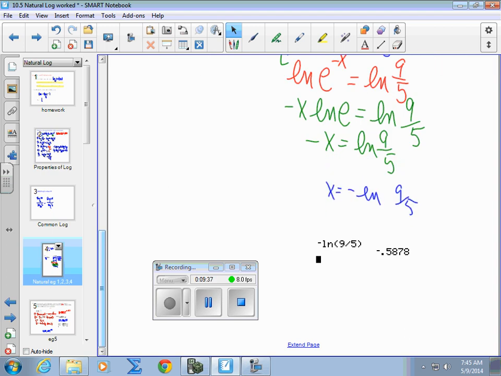So we put that in our calculator, we get negative 0.5878. Y'all plug it in your calculator since mine's not working. Negative, then ln, and then 9 divided by 5, close the parentheses.